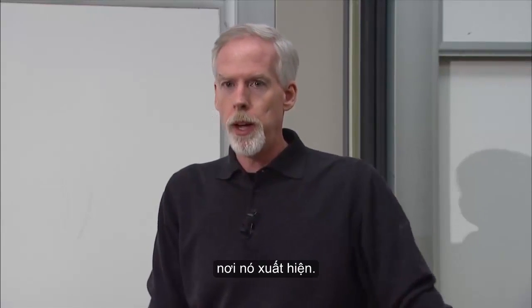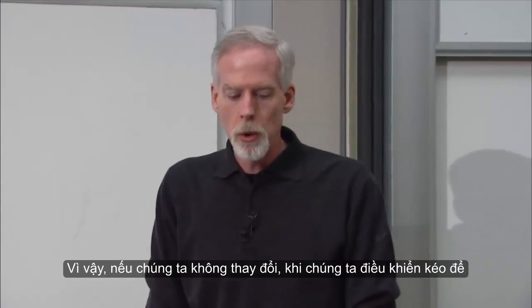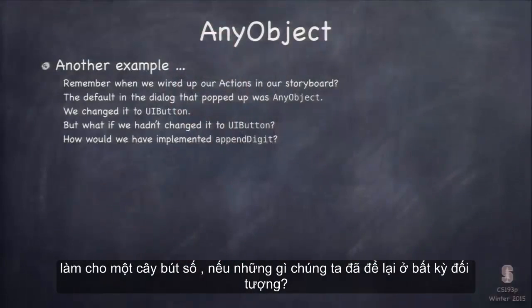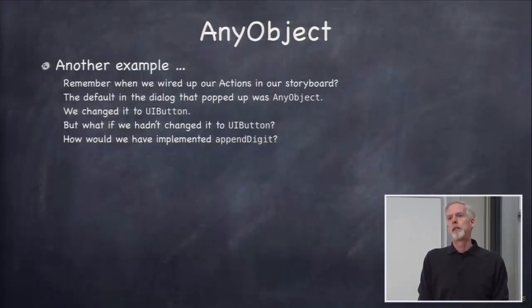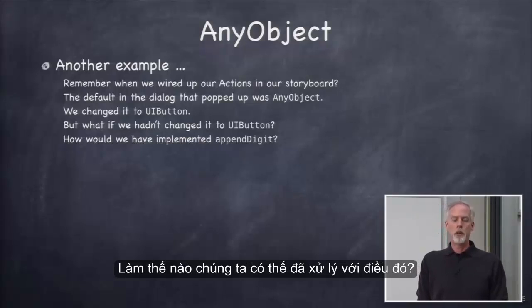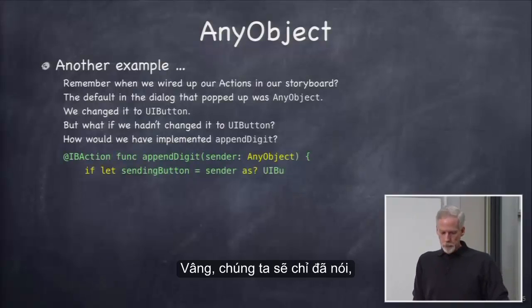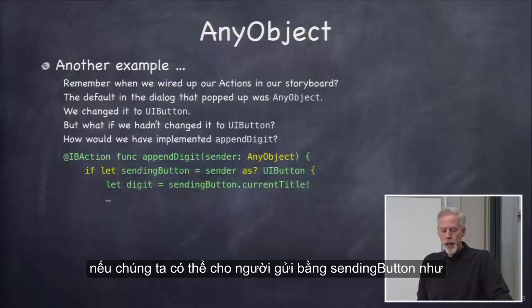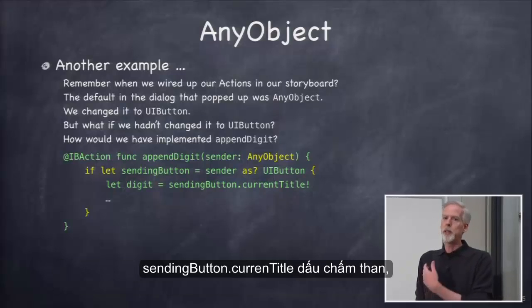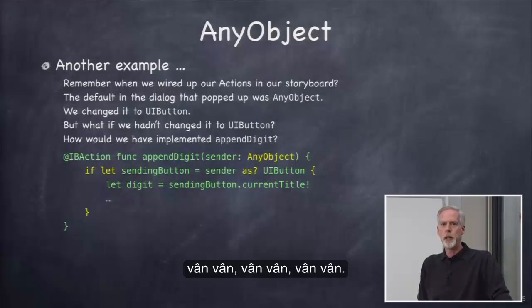Another example of any object and where it appears. So if we hadn't changed, when we control drag to make append digit, what if we had left it any object? Okay, so we had append digit sender : any object. How could we have dealt with that? Well, we just would have said, if we can let the sending button equal sender as a UI button, then do what we do. Let digit equal sending button dot current title, exclamation point, et cetera, et cetera, et cetera.